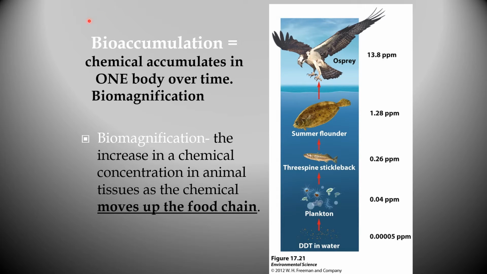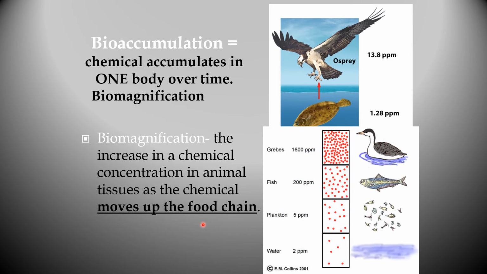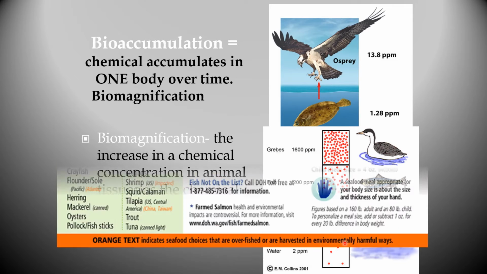Okay, this is just a review again of bioaccumulation versus biomagnification. Look what I underlined. Biomagnification moves up that food chain. And here we're looking at the little red dots, which are supposed to represent like parts per million of a chemical. And then as you move up the food chain, the concentration increases.